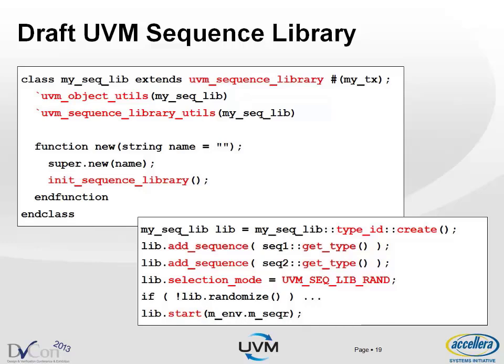In UVM, there's a very, very conceptually simple way of starting sequences. You call start, and that starts sequences. And the UVM sequence library is something that you might want to look at if you want to build a library of sequences and then have them selected according to some technique.